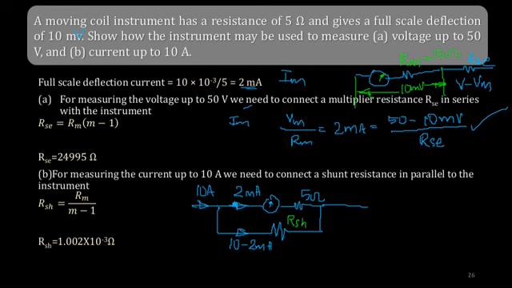Now you can equate the voltage across these 2 points A and A dash. So what you will get is 2 milliampere into 5 ohms equal to (10 minus 2 milliampere) into Rsh. Rsh is unknown, so you can calculate the value of Rsh and see whether you are getting the answer. Rsh is 1.002 milliohms.